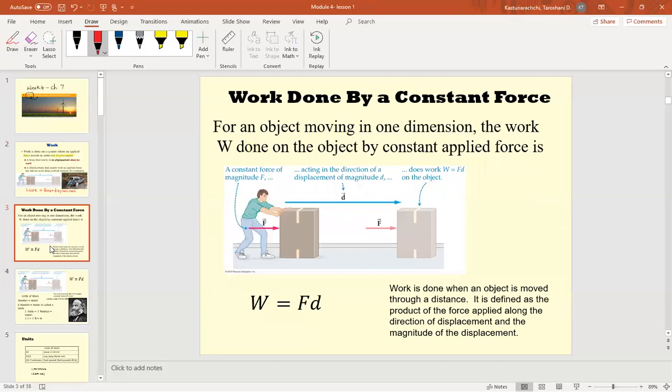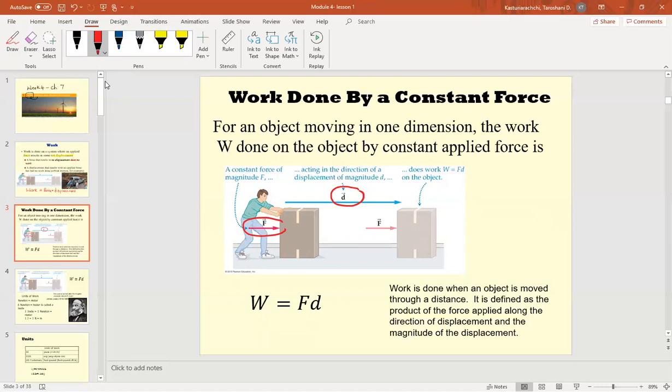Look at that. You are applying a force in this diagram. This is my force, and the force and displacement are acting in the same direction. In other words, whatever the force is, force and displacement should be parallel to each other, acting in the direction of the displacement. That is the complete definition, I would say.